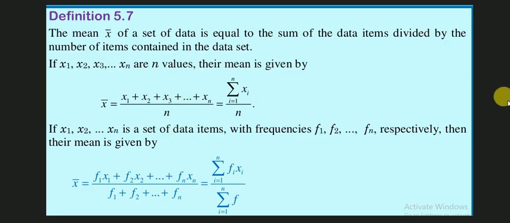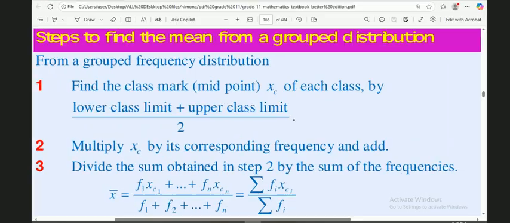Number 1, or first find the class mark or class midpoint of each class.